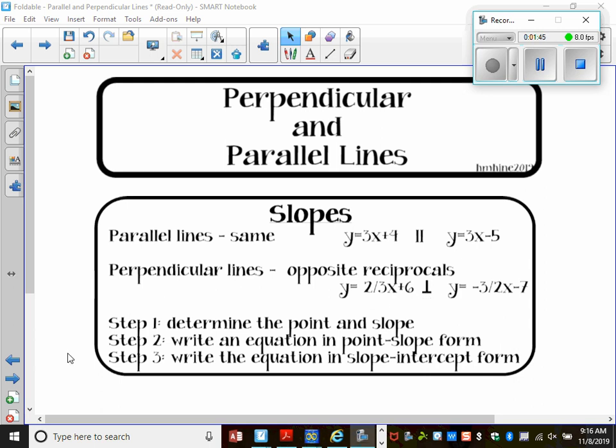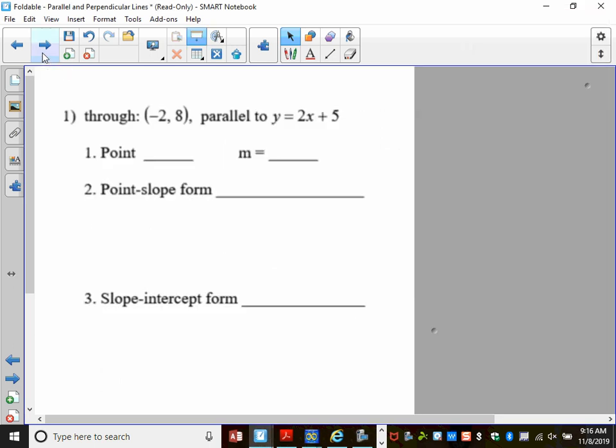Okay. Now we're going to follow the same steps for both types of lines. We're going to make sure we are using the right slope. We're going to then put the equation in point slope form, and then we'll solve it for y to put it into slope intercept form. So we're going to be doing the same process for both types of lines. So let's start with this one.